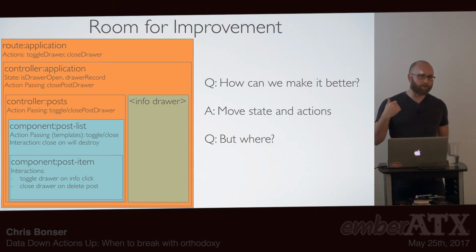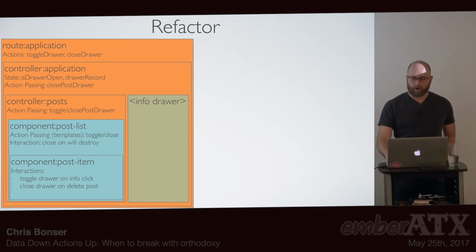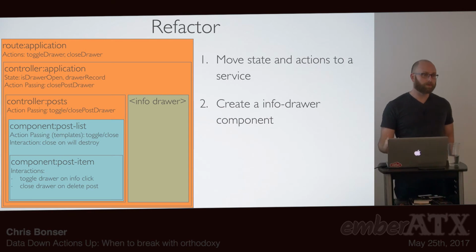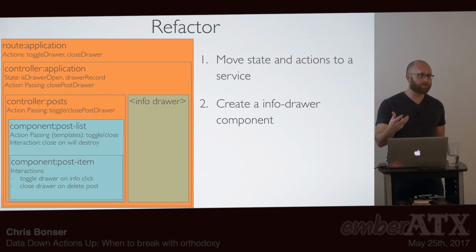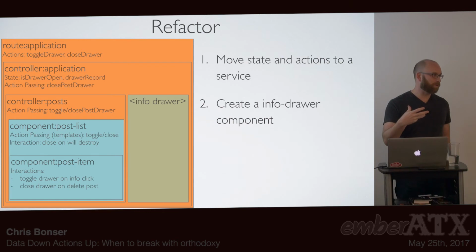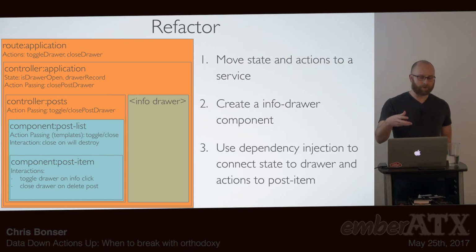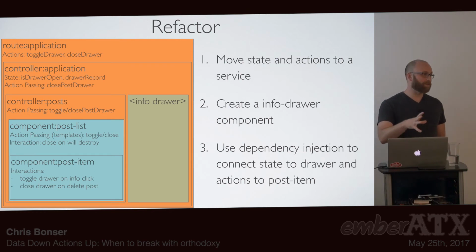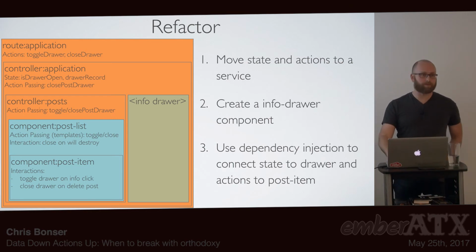So I took a little bit different approach through this talk, though. What I did is I moved the state and actions into a service. And then I created an info drawer component so that the application controller and context doesn't have to know how to pass stuff into the information drawer, because once the info drawer is a component, then I can use dependency injection to inject the service directly into the information drawer and into the things that need to call the actions, right? So I don't know, we'll talk about examples.